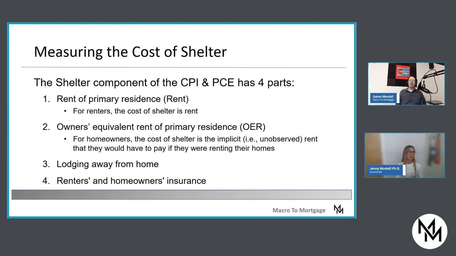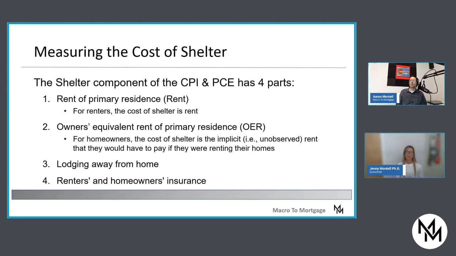Then those are the two biggest components. And so we're going to focus on those, but we should just mention the two other components, which is lodging away from home and renters and homeowners insurance. Those are included. I'll add, the goal here is to make everyone a renter, right? That's the idea of this survey, is to make everyone a renter because it's about measuring the cost of consumption. Yep. And very good point, Aaron.